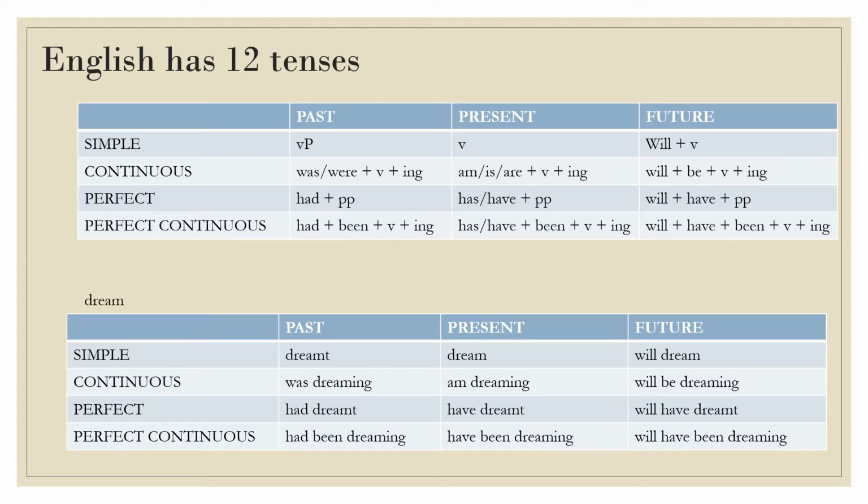Now we move on to present perfect continuous: has or have, your auxiliary verbs, plus been, plus verb, plus ing. So that translates to, look at the bottom, have been dreaming. And then future tense, if we look at the recipe table, future perfect continuous: will plus have plus been plus verb plus ing. It seems like a lot, but look at your recipe: will plus have plus been plus verb plus ing. That translates to, look at the bottom, will have been dreaming. You see, it follows the recipe exactly.